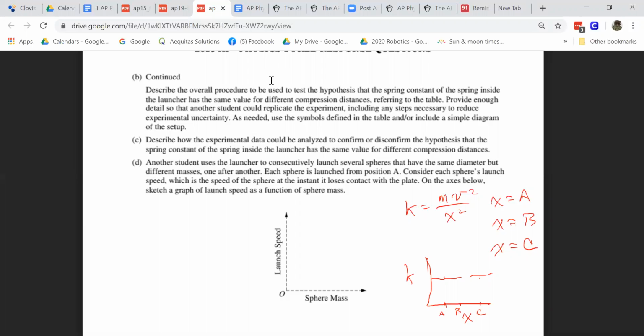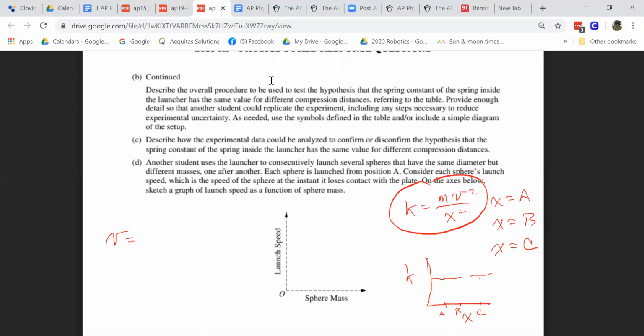And then D, another student uses the launcher to consecutively launch several spheres that have the same diameter but different masses, one after the other. Each sphere is launched from point A. Consider each sphere's launch speed, which is the speed of the sphere at the instant it loses contact with the plate. On the axis below, sketch a graph of launch speed as a function of sphere mass. Well, really what we're going to do is take this expression and solve it in terms of V.